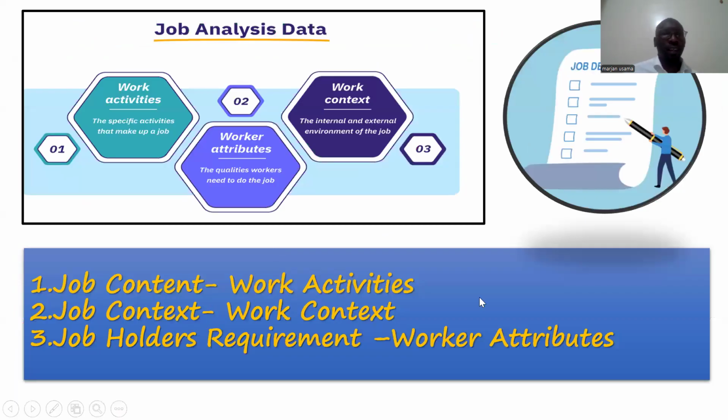So this is just the same thing. It is all about the job content, which is the work activities, the specific activities that make up a job. Then we have the job context, which is the work context, the internal and external environment of the job. Then we have the job holders requirement, the worker attributes, the qualities workers need to do the job. So this is the end result, the output of the job analysis.